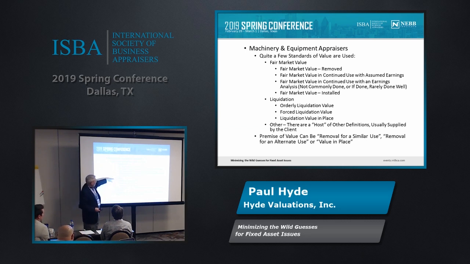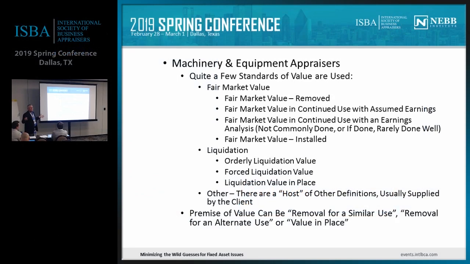And then on the liquidation side, you've got several flavors here too. Orderly liquidation means what? You've got to sell it, but you've got sufficient time to market it and get it well exposed, and you're going to get the best price you can get. Kind of an auction. This is an auction type thing is the way I look at it. Forced liquidation is you've got to sell it and it's got to be gone tomorrow, really quick. This is the fire sale. It's going to be some kind of discount off of the orderly liquidation.